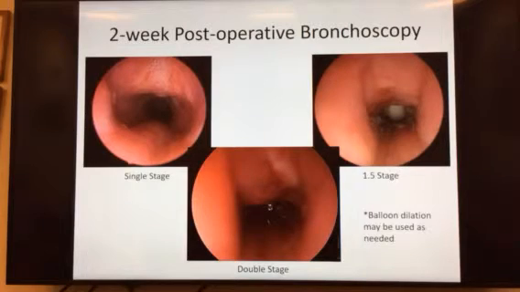These are some examples of expected findings after 2-week bronchoscopy for single stage, 1.5 stage, and double stage. And for laryngotracheal reconstruction, balloon dilation may be used as needed. So that's the end of our talk here, and we'll talk about complications in the next one.